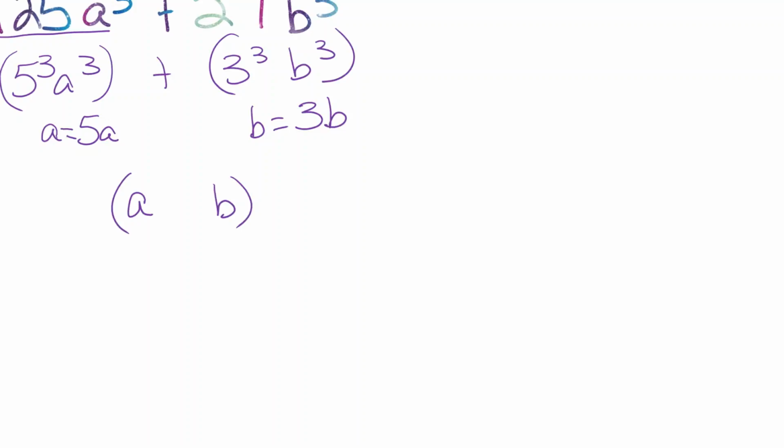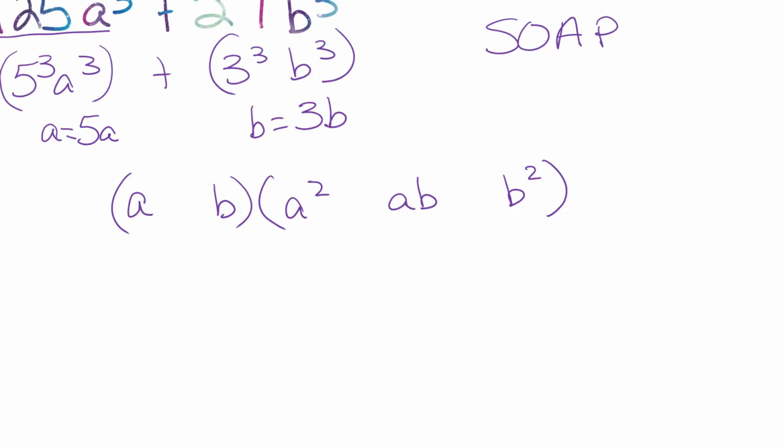We've got an a and a b, times an a squared, ab, and b squared. Now, it's always going to be the same whether you're adding or subtracting, but I want you to remember this thing called SOAP. That's going to tell us what signs to put in here. So the first sign I'm going to put in is the same. And up here I had plus, so I'm going to put a plus here because it's the same.